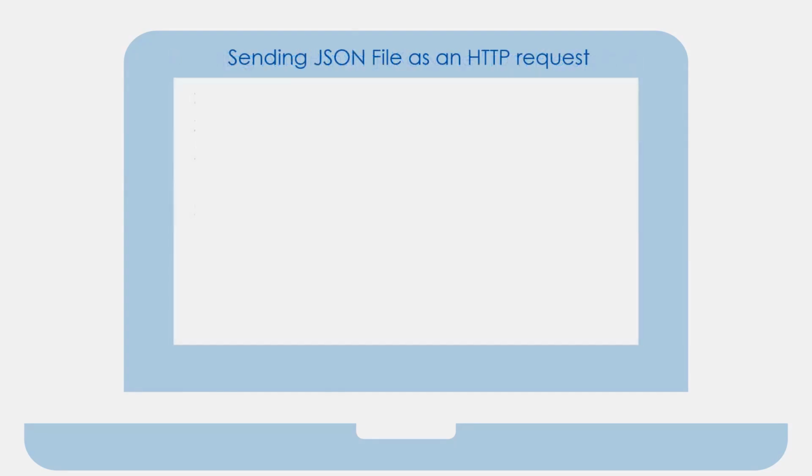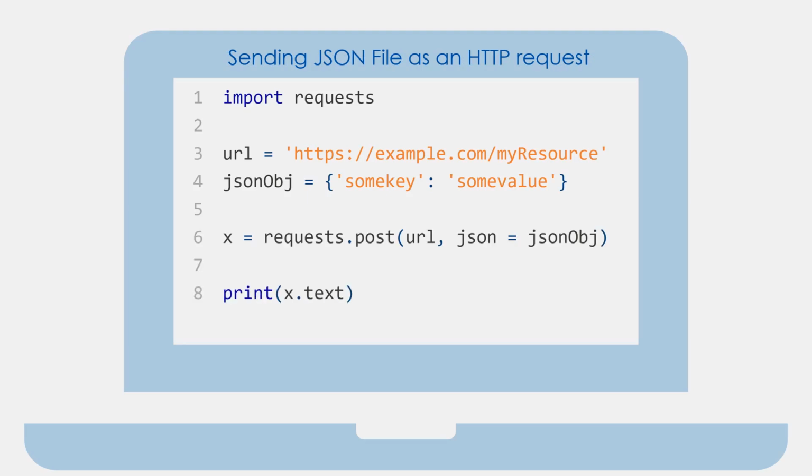There are many ways to send a JSON file via different protocols. One of them is using Python and its requests library for sending an HTTP request. With this library, you can use the post function to send an HTTP post request with a JSON payload. As a parameter, it takes the URL to send to and the JSON object.